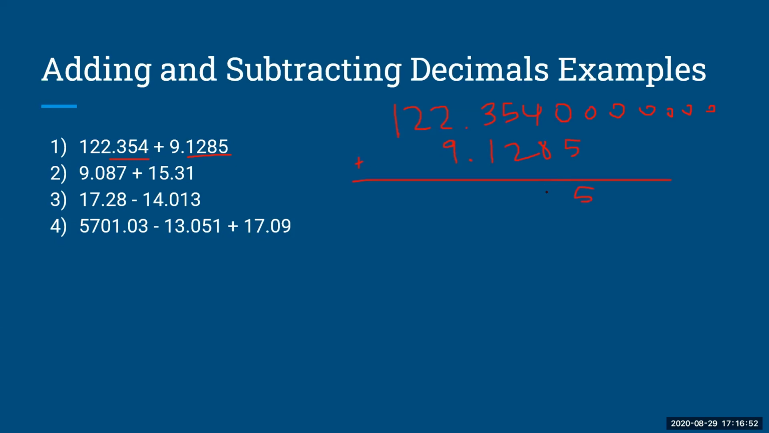So 4 plus 8 is 12. 5 plus 2 is 7, plus 1 is 8. 3 plus 1 is 4. Then you just bring down the decimal point. 2 plus 9 is 11. 2 plus 1 is 3. And that should be your answer, 131.4825.